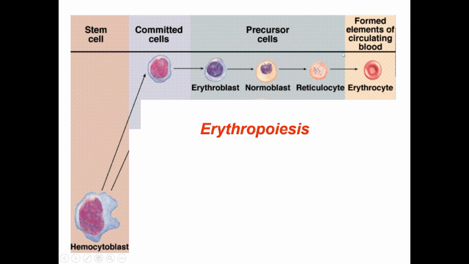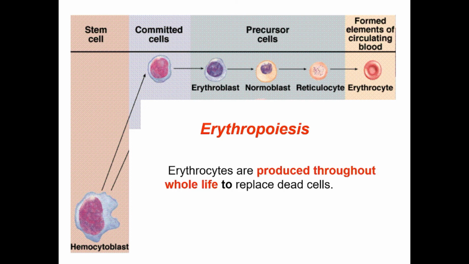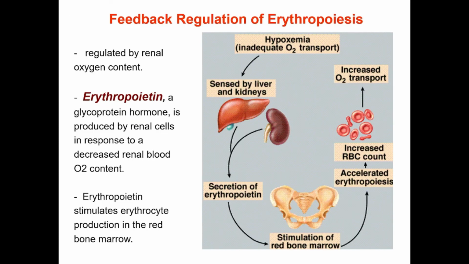First of all, the hemocytoblast, which is located in the bone marrow, converts into the erythroblast, then into the normoblast, then into the reticulocyte, and finally into the erythrocyte. RBCs are produced throughout life to replace the dead cells. The lifespan of the RBC is 120 days, and in the meantime new RBCs are formed by the bone marrow.